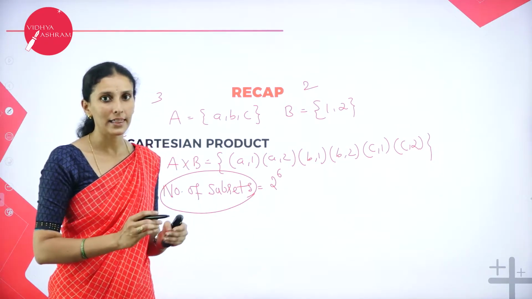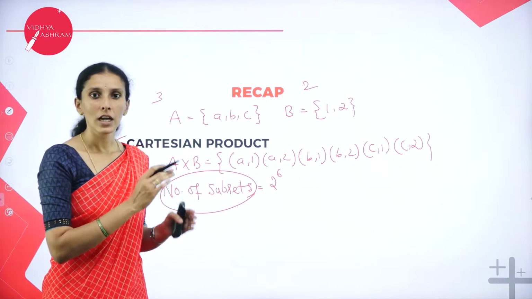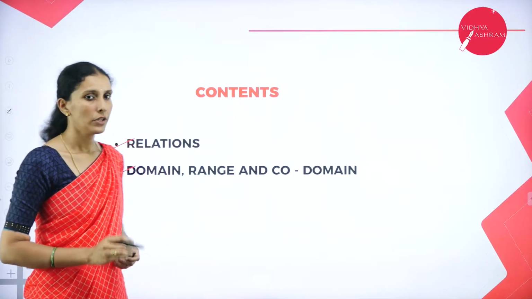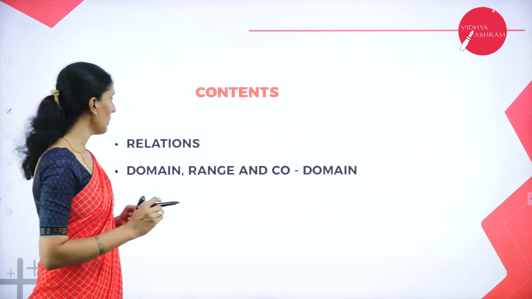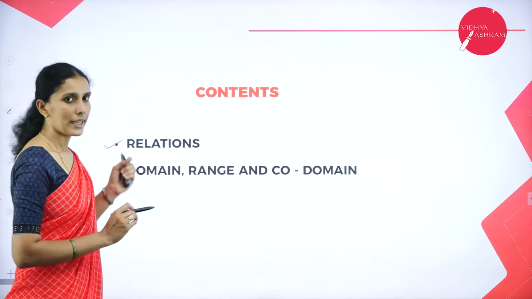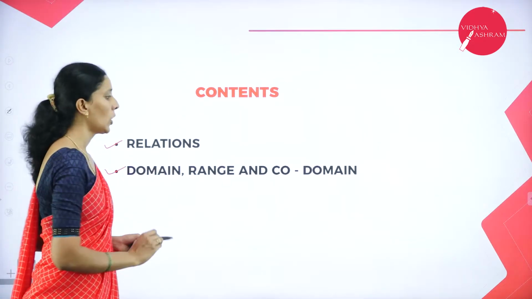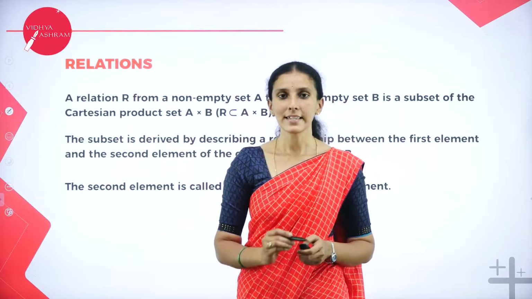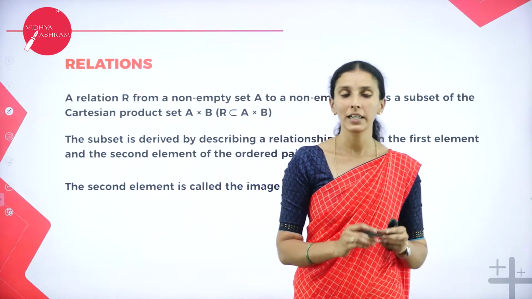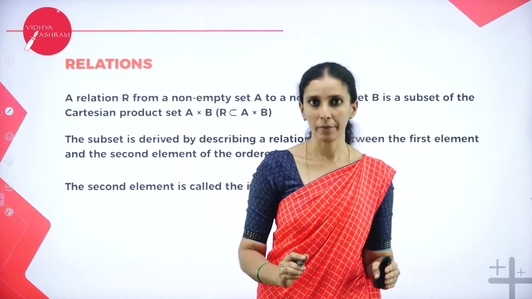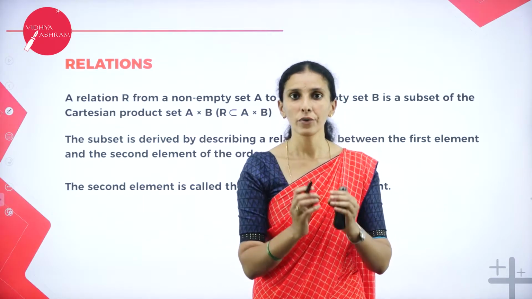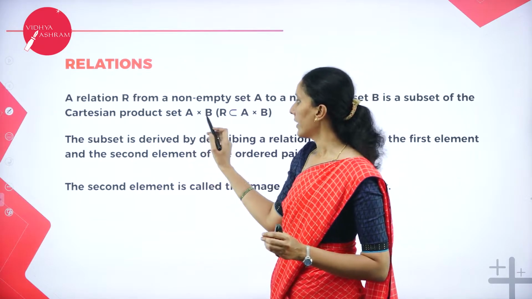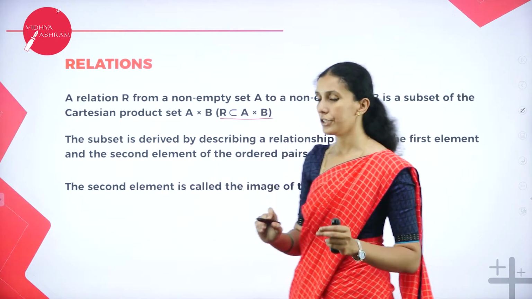So relation is nothing but a subset of a Cartesian product. Let us see what a relation is now. In today's session, we will be learning relation, their domain, range and codomain. Now, what do you mean by relation? As I said, a relation is nothing but a subset of a Cartesian product. It contains a few elements of the Cartesian product, and therefore we say it is a subset of the Cartesian product.